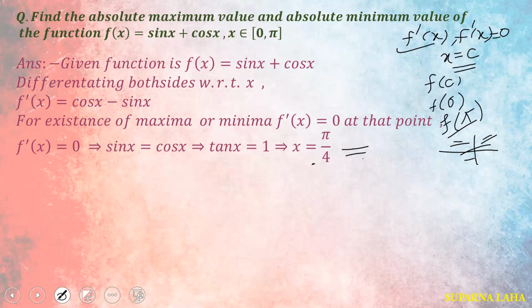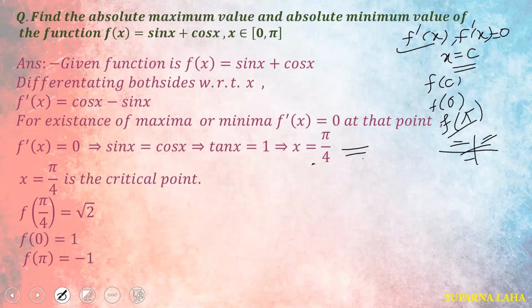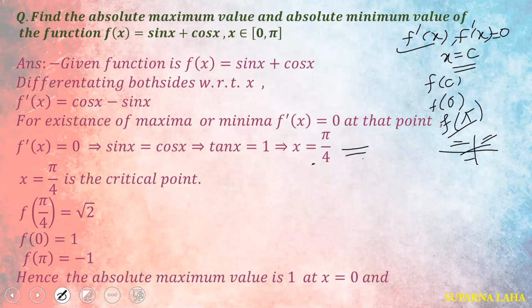Okay, it's clear. Now check for x equal to pi by 4, the functional value is √2, and at x equals 0, the functional value is 1. At x equals pi, the functional value is minus 1. So which one is the lowest value? Minus 1. Which one is the highest value? 1. So the absolute maximum value is 1 at x equals 0, and the absolute minimum value is minus 1 at x equals pi, in this closed interval 0 to pi.